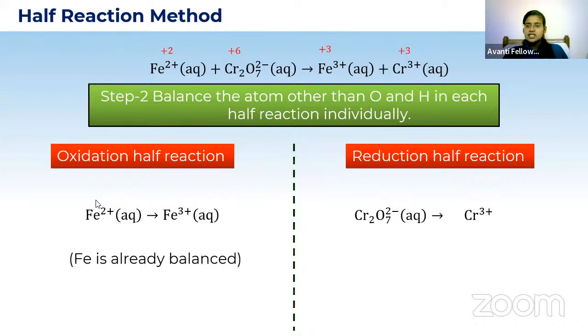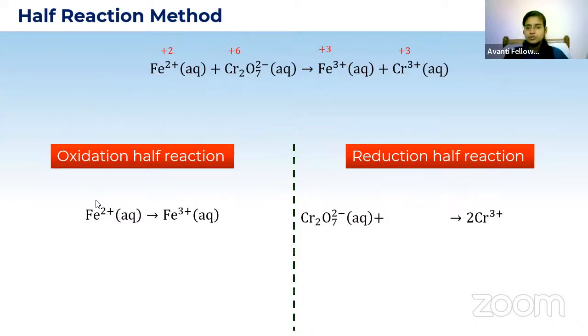But here in the reduction half reaction, we have 2 chromium in the left hand side and 1 chromium in the right hand side. So what I have to do? Multiply the product chromium by 3. No, sorry, 2. Multiply the product chromium by 2. Okay, now I have balanced all the atoms except oxygen and hydrogen. Okay, so now what you have to do, listen. So this is the balanced equation.